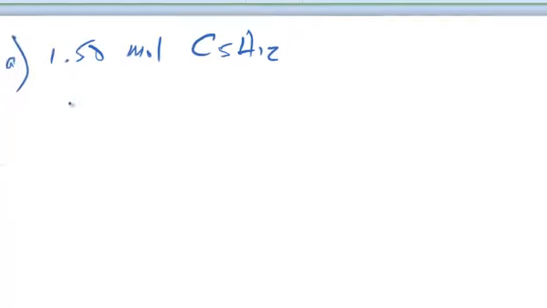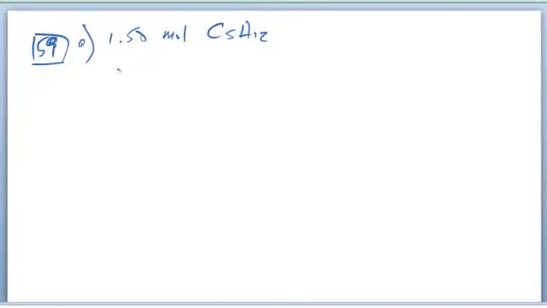So in problem 59, A, 1.50 moles. And again, just to remind you, I hope that you're trying to work the problem first. Push the pause button, see if you can do it, and then hit play and look at the solution.